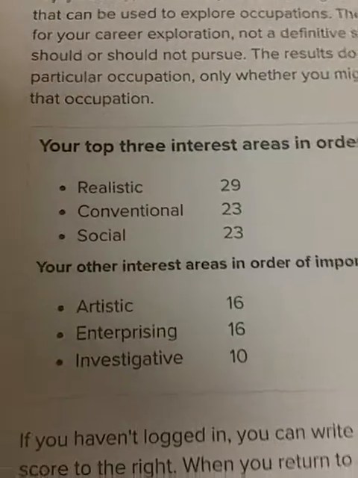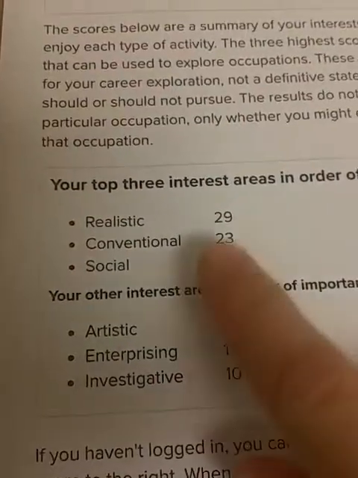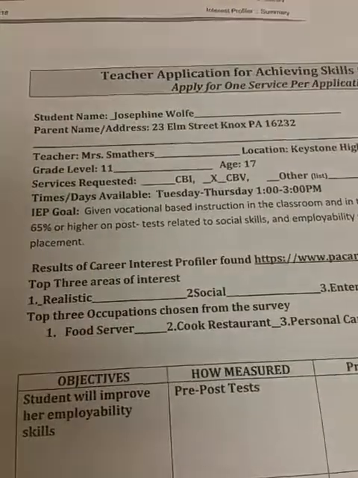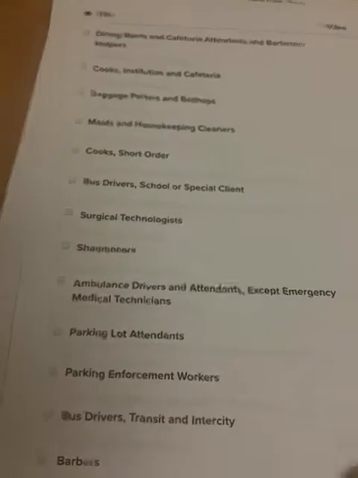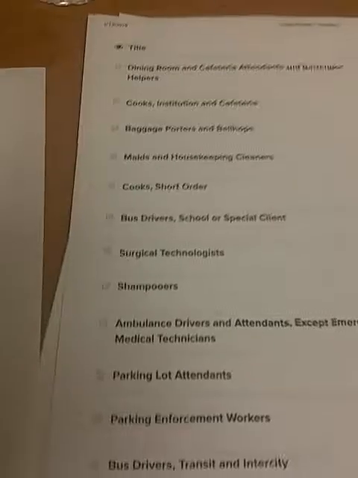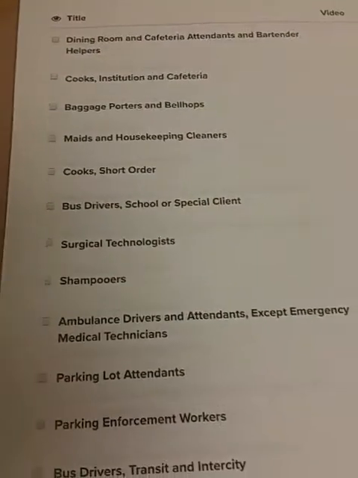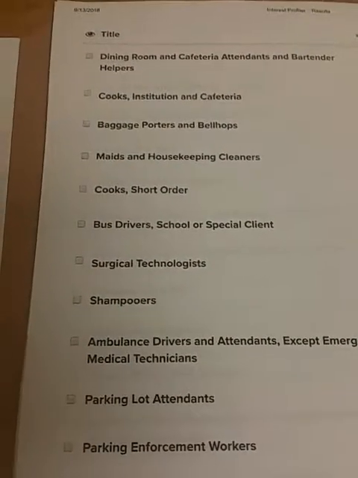Here's what will come up once they complete the profiler, and there's the top 3 areas of interest, so that's what will go on those lines. After they do that, the application is asking for the top 3 occupations. Here's the blank one. Top 3 occupations chosen from the survey. The profiler includes occupations that might be related to what the student would be interested in, and it gives a score. So teachers will go through and have the student pick out their top 3.